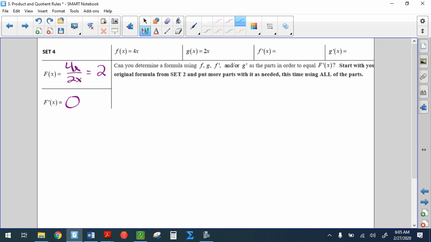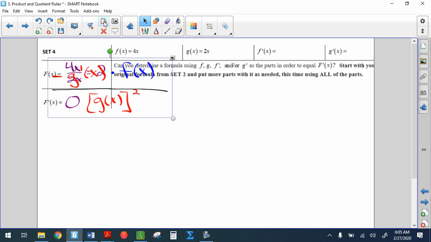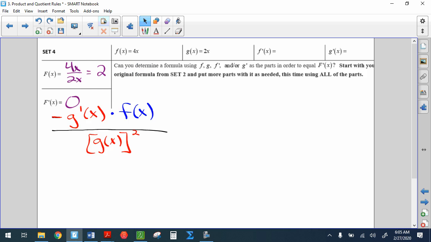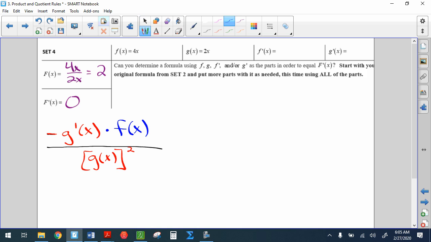So I need a formula that's going to give me 0. The formula that we've been working with is this. So let's find all of our parts. F of x is 4x, f prime of x is 4. G of x is 2x, so g prime of x is 2.